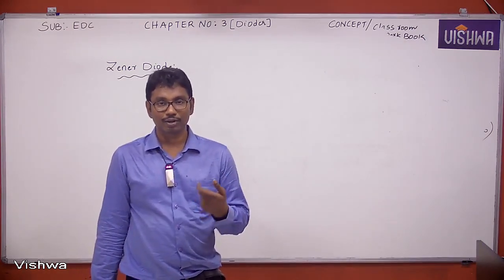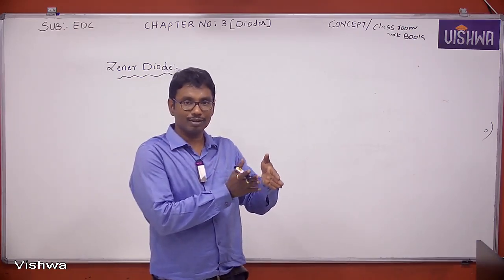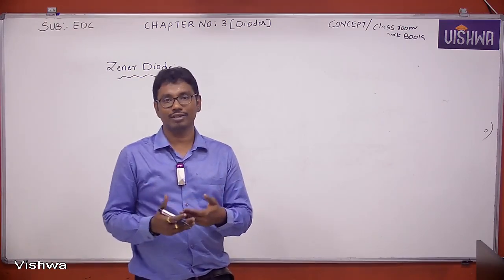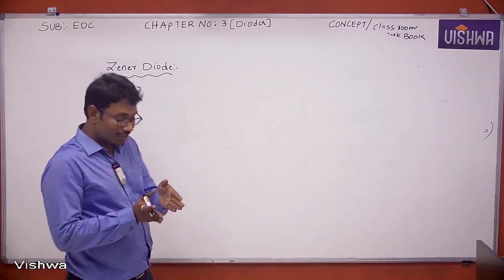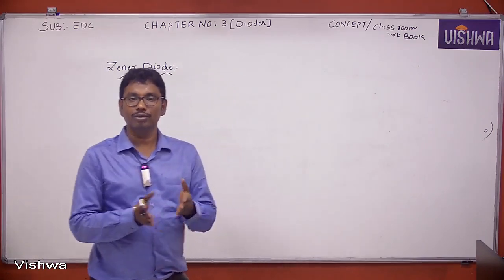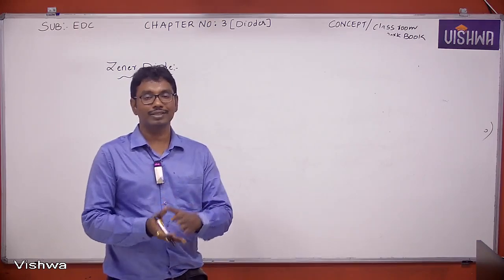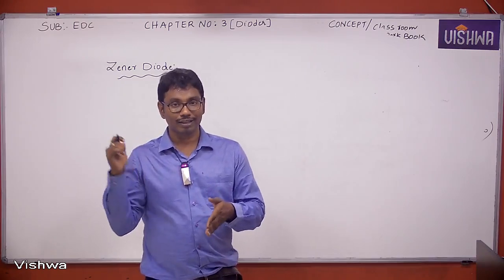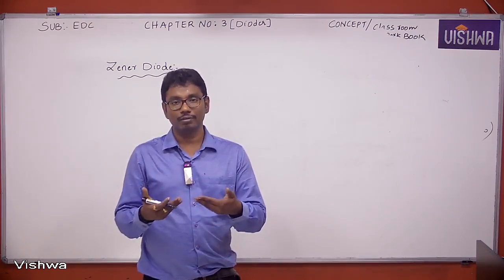Why is it called a breakdown diode or special diode? Because it is specially designed for breakdown. What is the problem in a normal diode? It does not operate in breakdown. That's why we want a special device to operate in breakdown, and that special device is nothing but a Zener diode. The basic difference between a Zener diode and a PN diode is the doping concentration. Both are PN junctions, but because of heavy doping, a Zener diode can operate in breakdown.